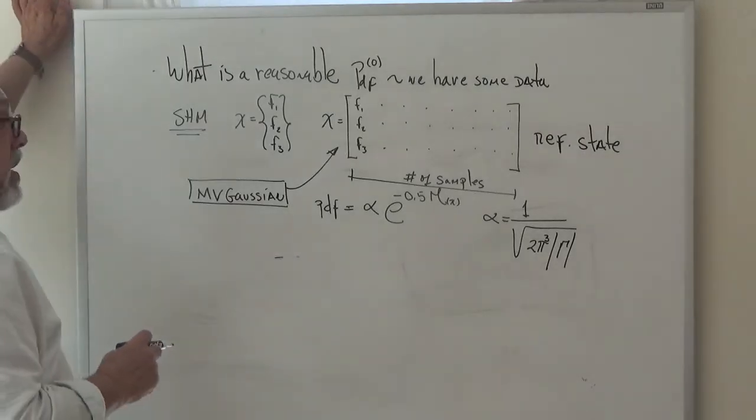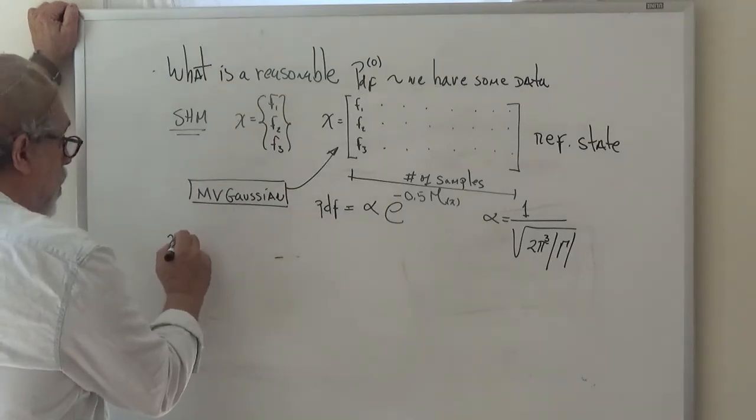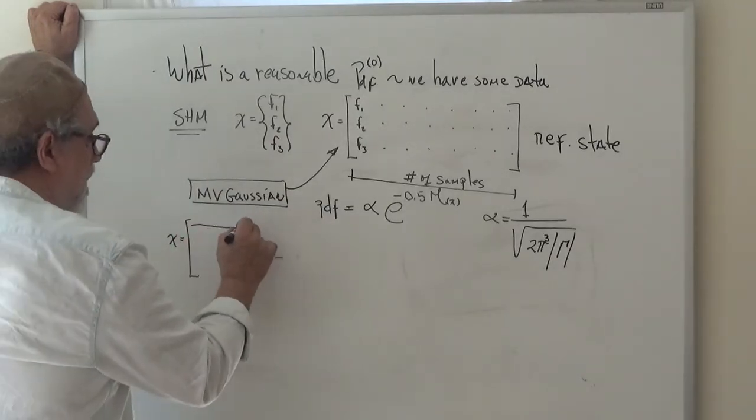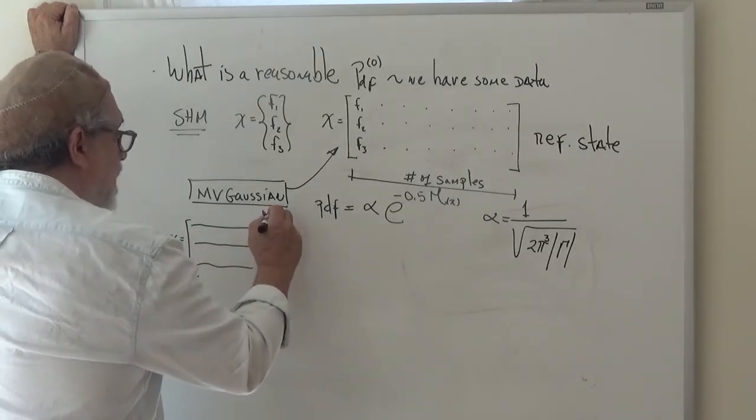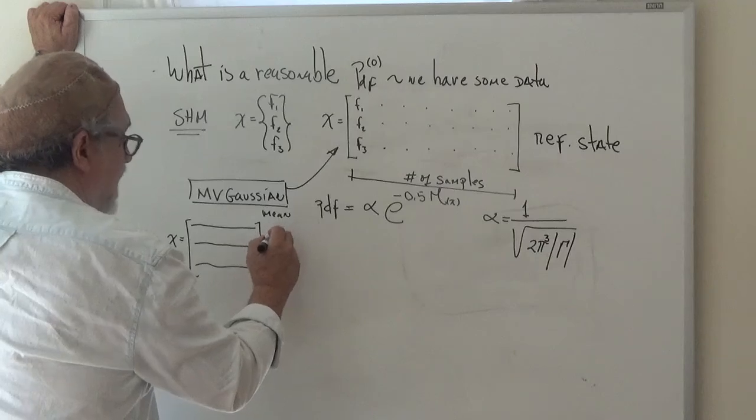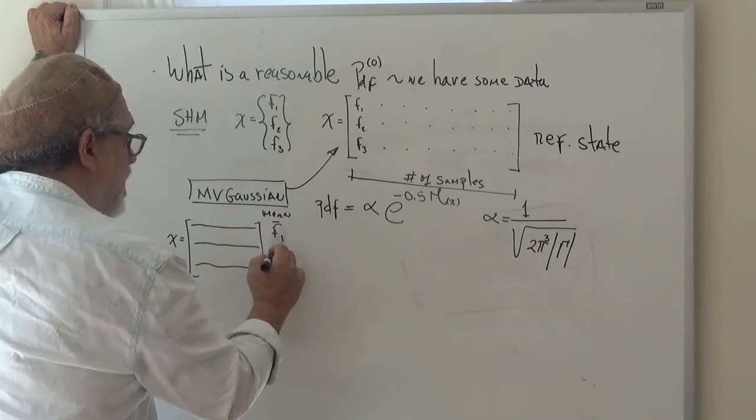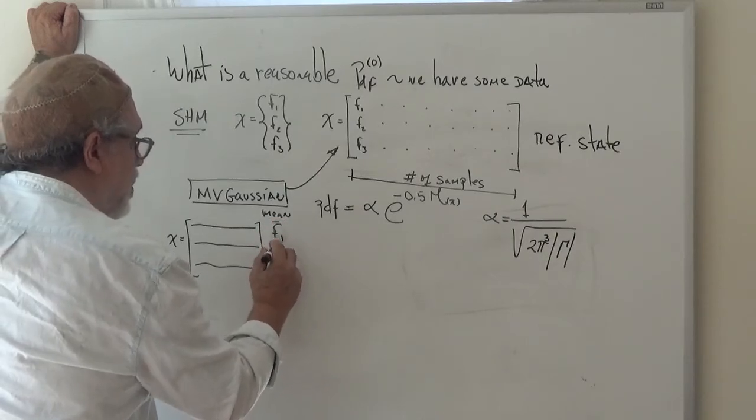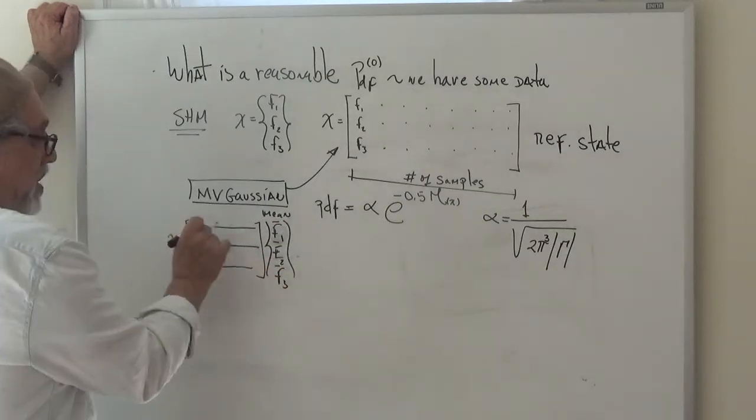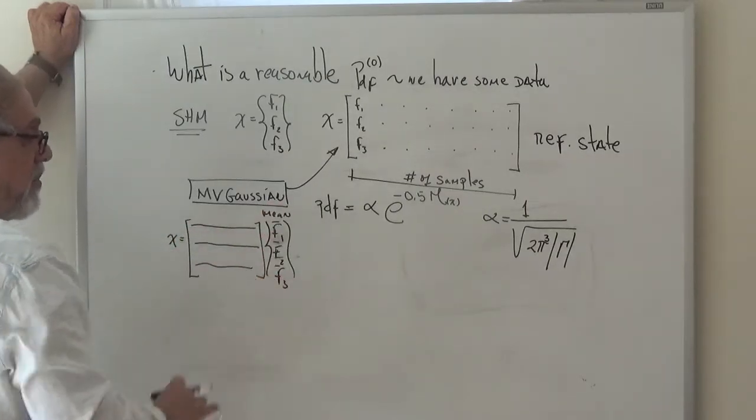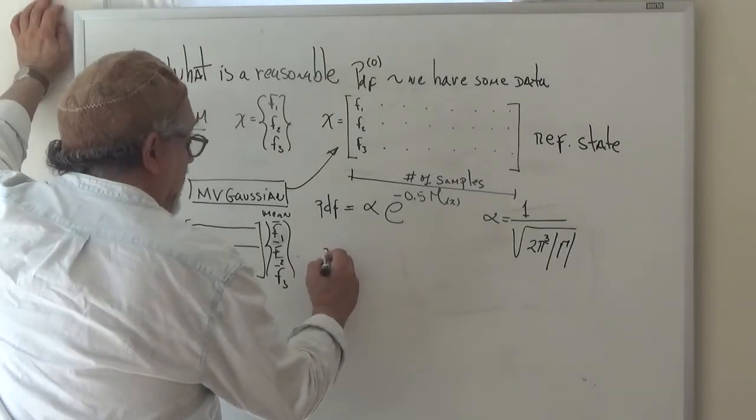Now to find the covariance, I discussed it before, but I'll do it again. We have our data matrix, right? It has 3 rows in this case. So now we have the mean. This is the mean of F1, this is the mean of F2, and this is the mean of F3. So the average of that row, this row, and this row. We have 3 means, right? That's the mean.